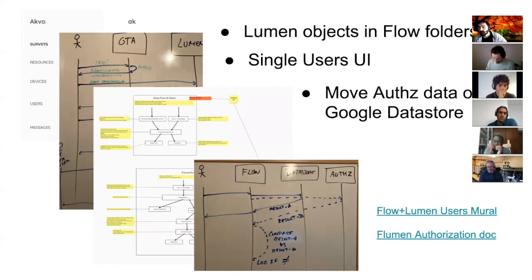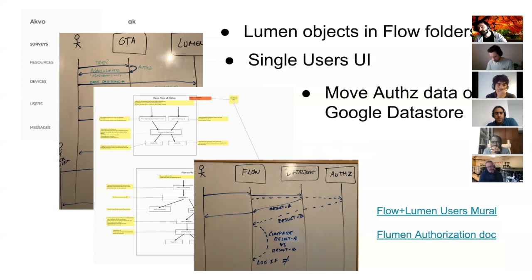There are a couple of documents about what we'll need to do if we were building the whole of authorization properly. One is that Lumen objects should appear in the Flow folders. Lumen objects that are not related to Flow should also be permissioned properly for big instances, so that people can control what they can see and what they cannot. We still have two user UIs to manage them, one in Flow, one in Lumen. We should, in theory, have one.